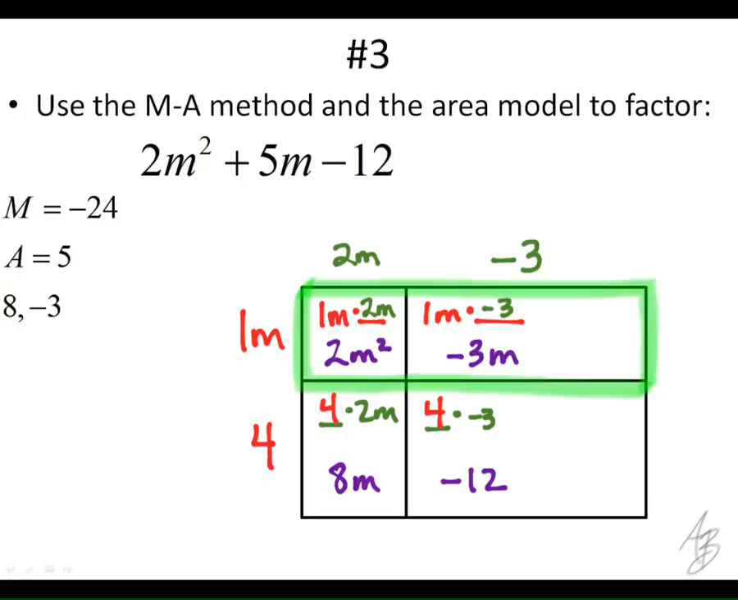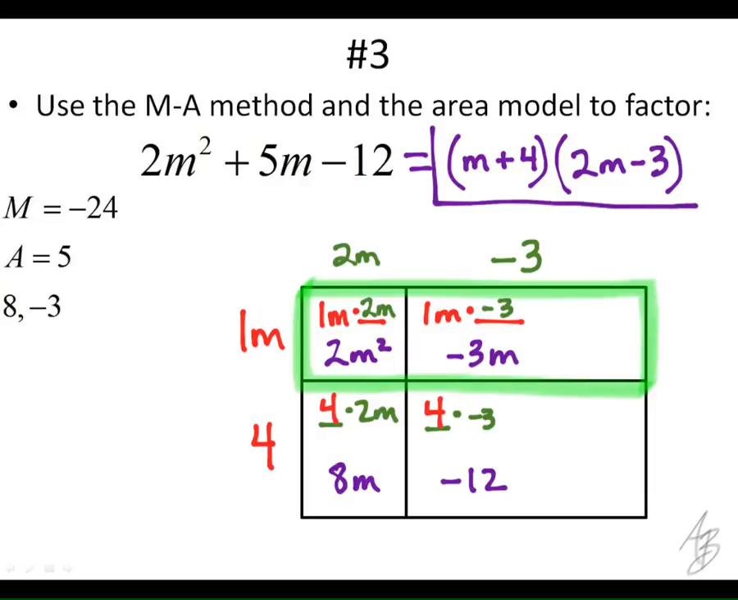Now we just write our answer like we have been. What's our first factor going to be? Okay, 1m plus 4, or we could just write m plus 4. And our second factor? 2m minus 3. Now, if you had done this the other way, if you had put the negative 3m here, and you put the 8m here, you would get the same answer, except you would have the 2m minus 3 first, and you would have the m plus 4 second.